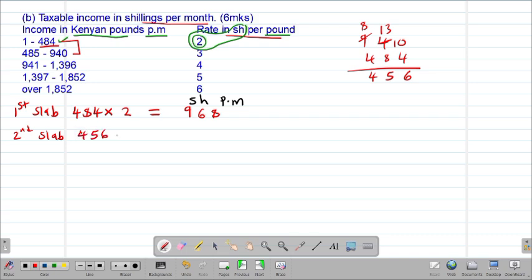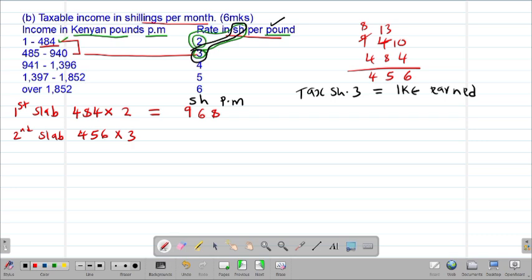So I'll get 456. Then this should be multiplied with a tax rate of 3. Remember, the interpretation here is that a tax of 3 shillings is being deducted for every 1 Kenyan pound that is being earned. So there is a tax of 3 Kenya shillings, which is being deducted per pound. That is for every 1 Kenyan pound that is earned.